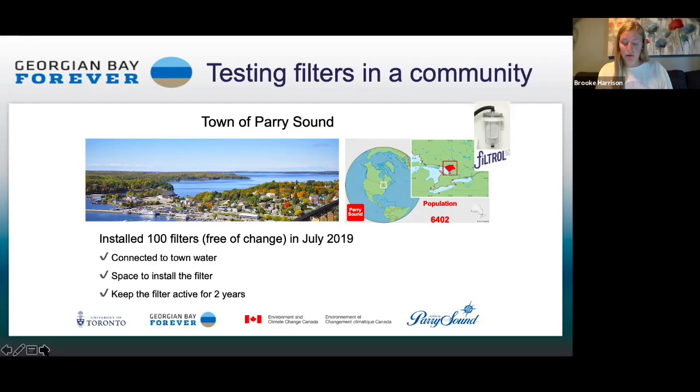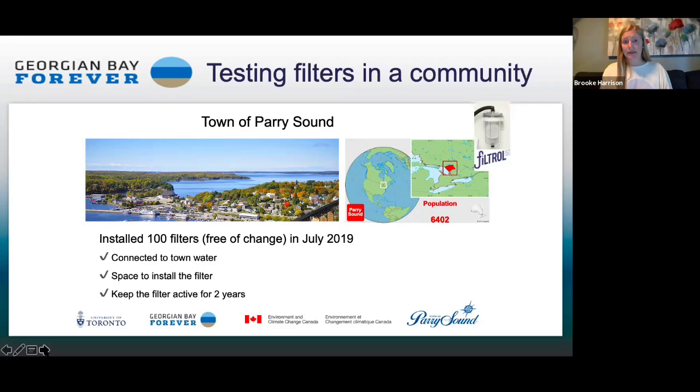The community is home to over 6,000 year-round residents connected to town water. We designed and started running this study with 100 filters in people's homes. Since we know that these filters are effective in the lab, we're really excited to test these out in the community. So the only 3 things that you had to do to be part of this study is you had to be connected to town water.